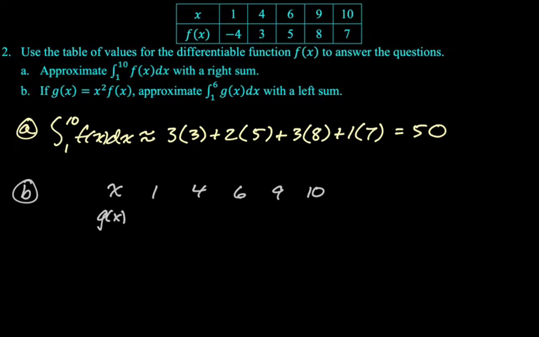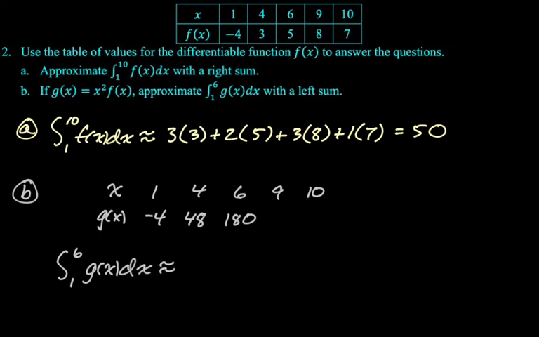We're supposed to do x squared times f of x. At 1, x squared is 1 squared times f of 1. So that's 1 times negative 4, which is just negative 4. At 4, x squared is 16 times f of 4, which is 3. So 16 times 3 is 48. I did 6 because I didn't really read the problem. x squared is 36 times f of 6, which is 5. 36 times 5 is 180. We're not going to use that value. We don't need 9 and 10, so I'm not going to do them. We want to approximate the integral from 1 to 6 of g of x dx.